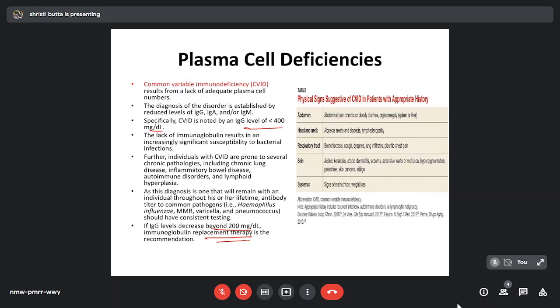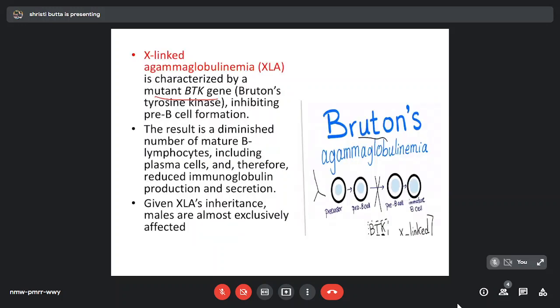Now, coming to X-linked agammaglobulinemia, we all know that this is a condition which basically results from a mutation in the BTK gene, or the Bruton's tyrosine kinase gene. That is particularly involved in converting the pro-B cells to the pre-B cells. So any defect results in the lack of formation of the B cells and subsequently agammaglobulinemia. Because it's an X-linked disorder, males are exclusively affected.